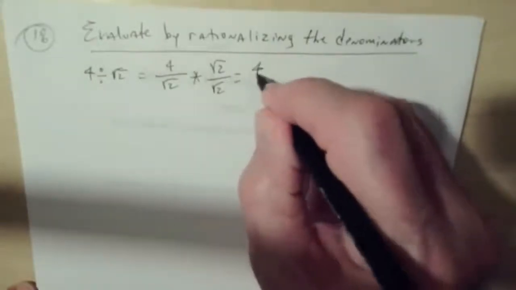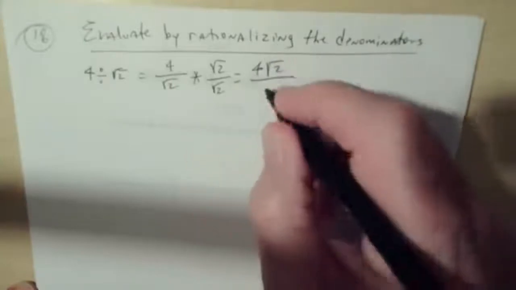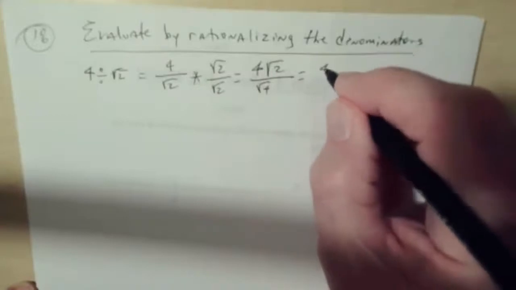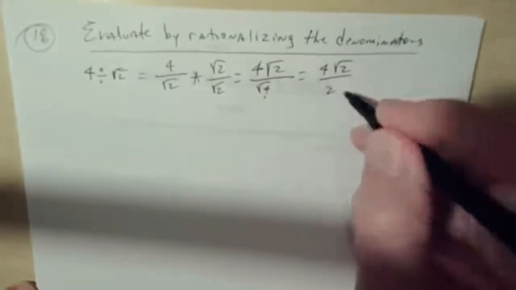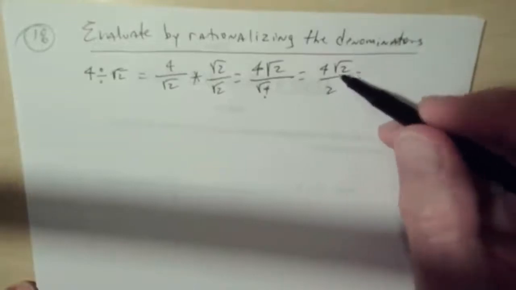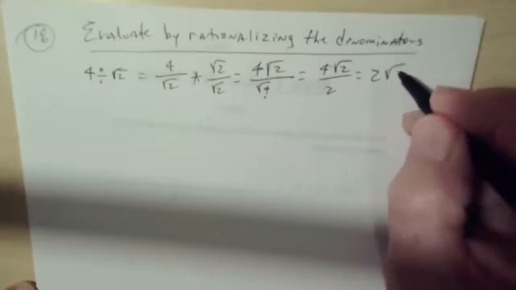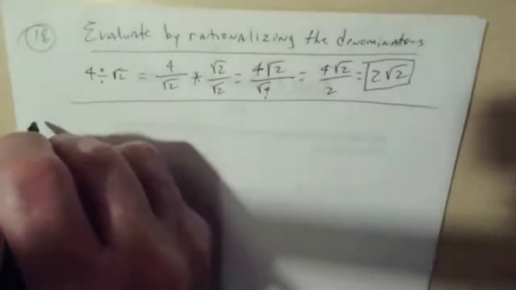So we haven't changed the value of this, we just changed the look. This is 4 times the square root of 2 over square root of 2 times the square root of 2. The square root of 2 times the square root of 2 is the square root of 4, which is 2. So it's 4 square root of 2 over 2, and we can reduce this fraction. So this is 2 times the square root of 2. Number 19.